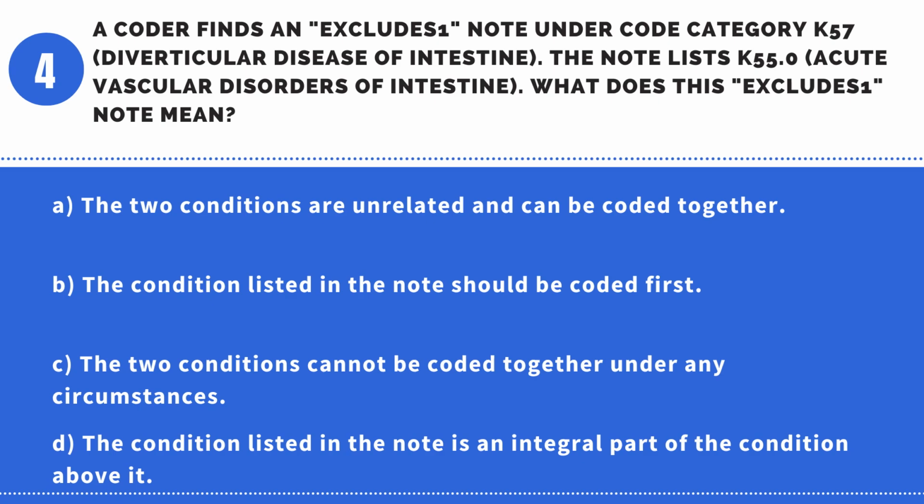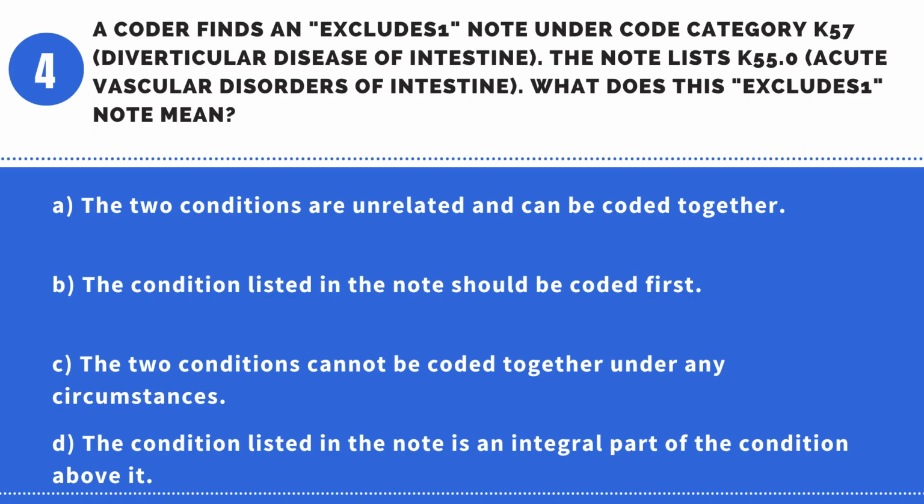Question 4. A coder finds an excludes one note under code category K57, diverticular disease of intestine. The note lists K55.0, acute vascular disorders of intestine. What does this excludes one note mean? A. The two conditions are unrelated and can be coded together. B. The condition listed in the note should be coded first. C. The two conditions cannot be coded together under any circumstances. D. The condition listed in the note is an integral part of the condition above it.